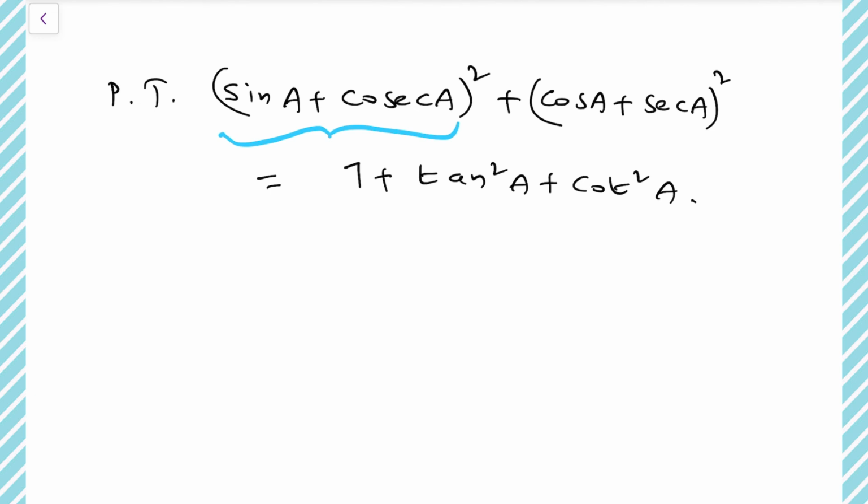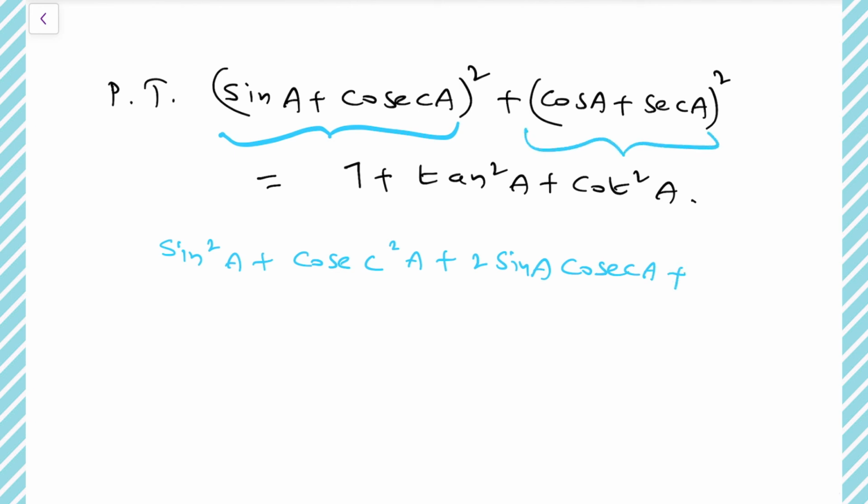Then (sin A + cosec A) whole square will become sin square A plus cosec square A plus 2 sin A cosec A, plus the second term (cos A + secant A) whole square. Cos A plus sec A whole square is also in the form of (A + B) whole square. So (A + B) whole square equals A square plus B square plus 2AB. Then (cos A + secant A) whole square can be written as cos square A plus secant square A plus 2 cos A sec A. Now let us simplify this.